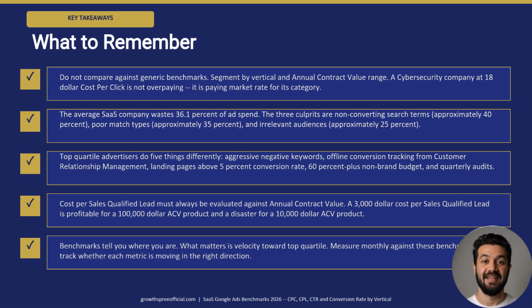5 things to remember. Never use generic benchmarks. Segment by vertical and annual contract value. The average SaaS company wastes 36.1% of spend. Top quartile does 5 things: aggressive negative keywords, offline conversion tracking from a customer relationship management system, landing pages above 5% conversion rate, 60% non-brand budget, and quarterly audits. And always evaluate cost per SQL against annual contract value.